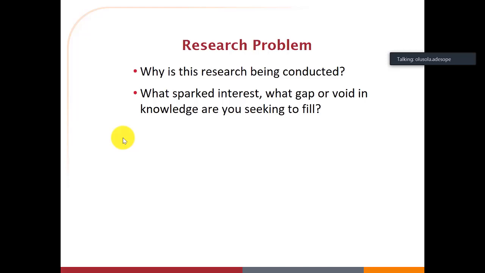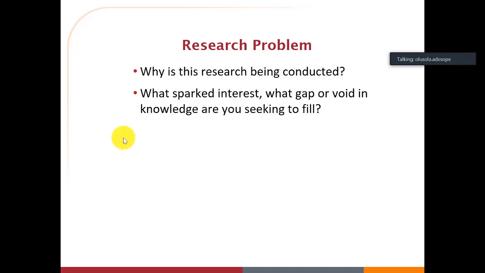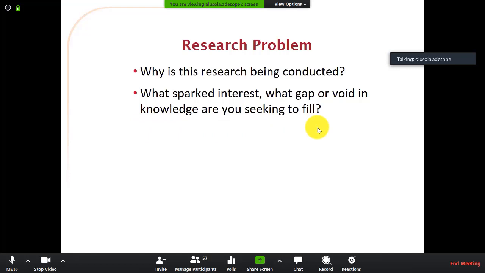So research is meant to address a particular problem of national or even international importance. If you can situate your research to address a particular problem, really good. Then the other question is, what sparked interest? What gap or void in knowledge are we seeking to fill?